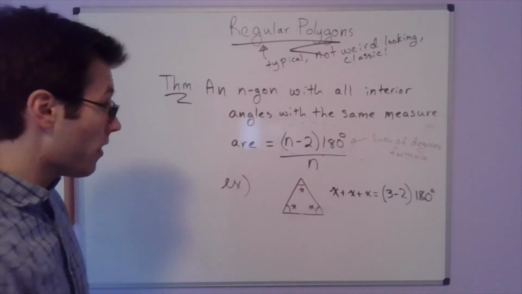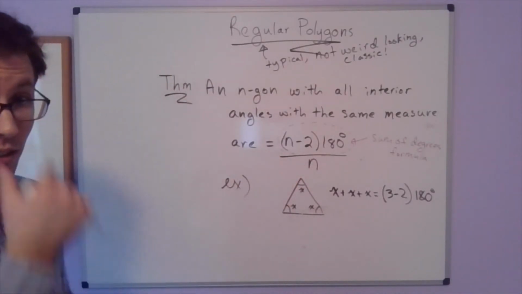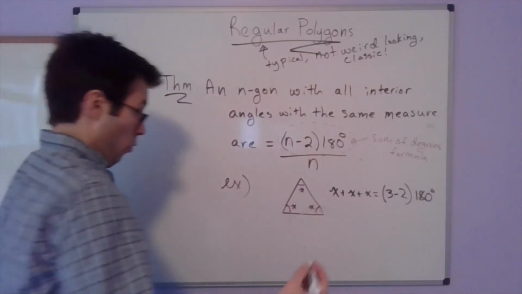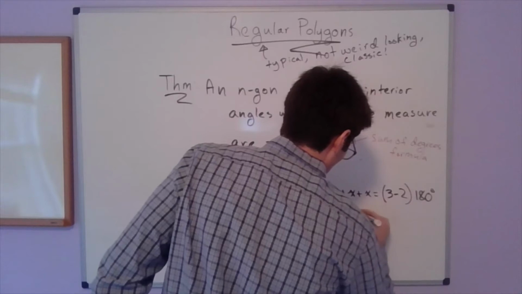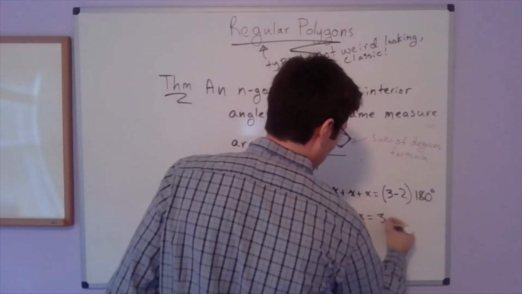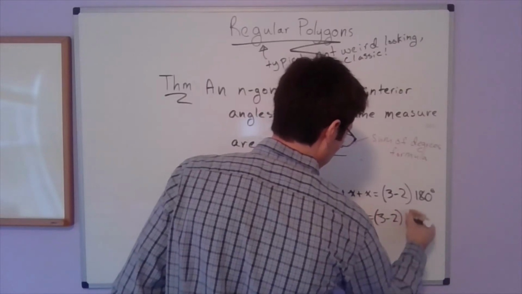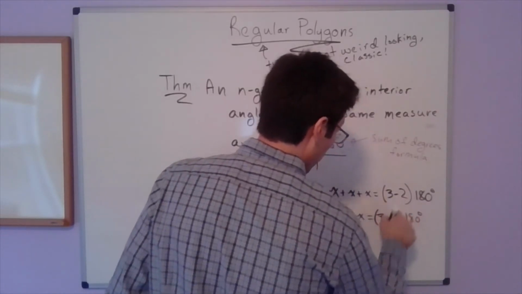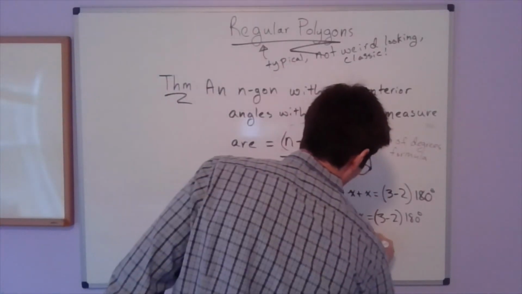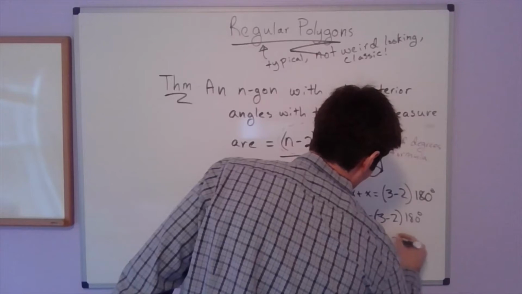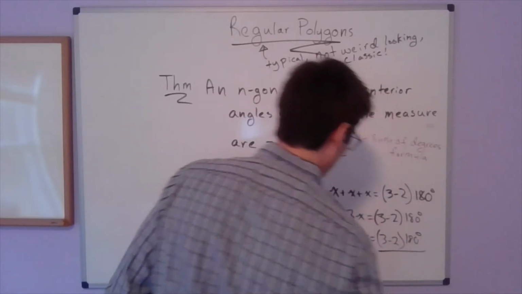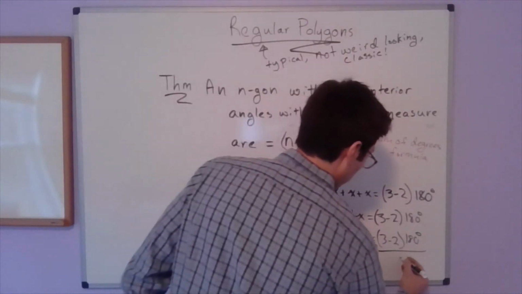Now I'm showing you where this n comes from down below. It's a very good combinatoric problem to see. So we're wanting to solve for x here, so we write 3x, because we count 1, 2, 3 of these things, is equal to 3 minus 2 times 180. And I'm going to leave it like that. I'm not going to just write 1 here. In other words, x is going to equal 3 minus 2 times 180 degrees. And I'm going to divide that number by 3 on both sides.